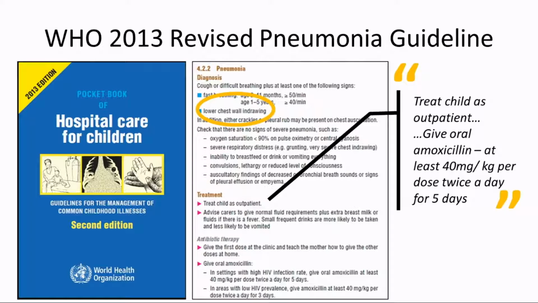So interestingly, the WHO looked at the very same question a couple of years after the Kenyan panel, and made a strong recommendation to change to oral amoxicillin. So this is a copy of the latest version of the pocketbook, which the WHO released in 2013. And here you can see they recommend that children with lower chest wall indrawing be treated as outpatients with oral amoxicillin at the dose shown on the slide.